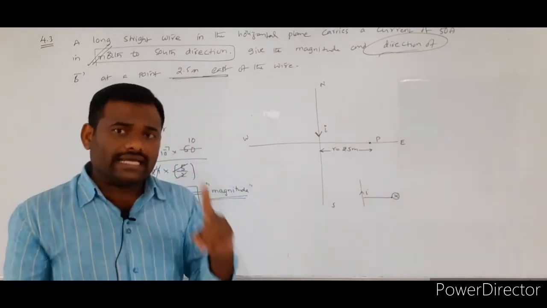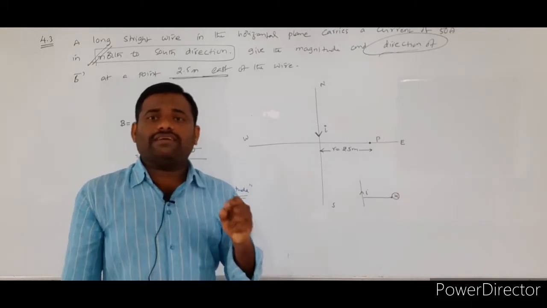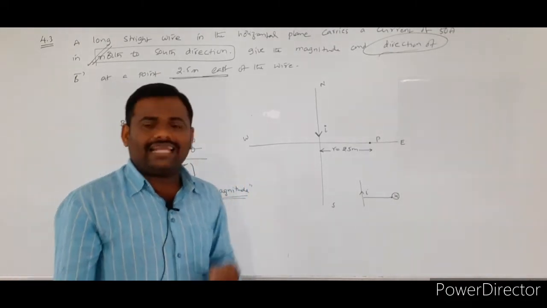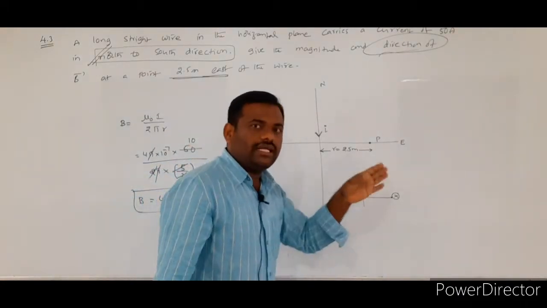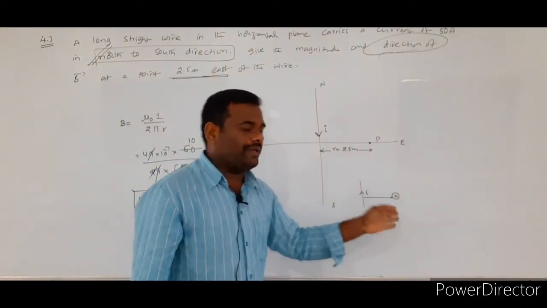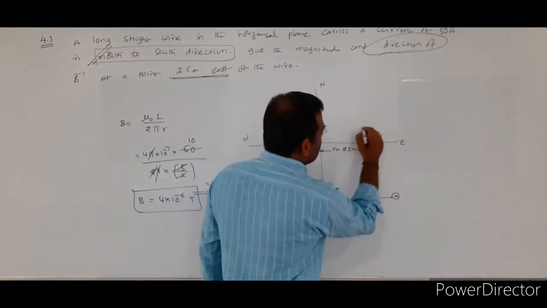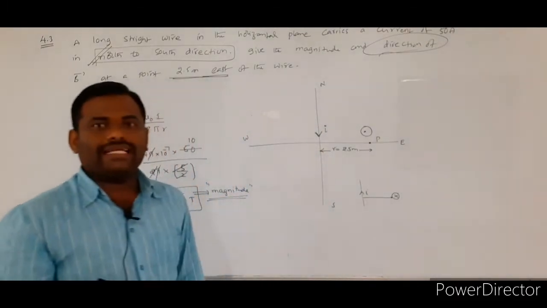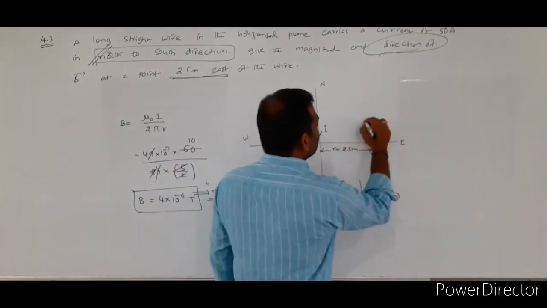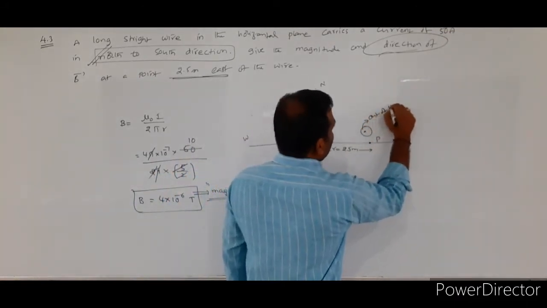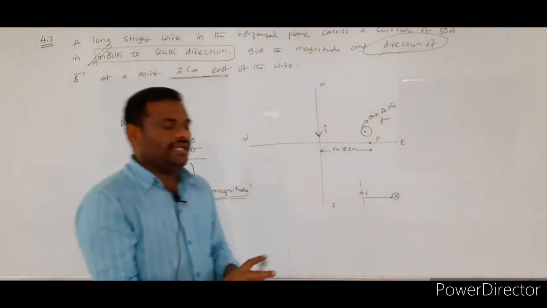As a result, the direction of the magnetic field also changes. Whenever it is moving in the earlier direction, the field will be acting into the plane of the paper. So whenever the direction of the current is reversed, the direction of the magnetic field also changes. The direction of the magnetic field will be acting out of the plane of the paper.